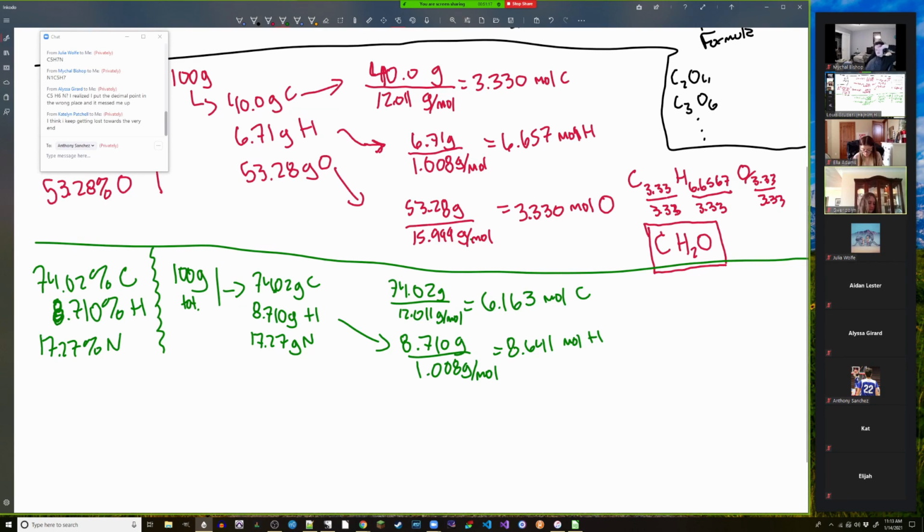And then what did we have here? It was 17.27 grams nitrogen. Divide by... Oh, I need to find the molar mass of nitrogen. I don't remember that off the top of my head. 15.099. Is that right? No. Haha! 14.007. I need to be looking at the right tab on the periodic table. That sounds more right.